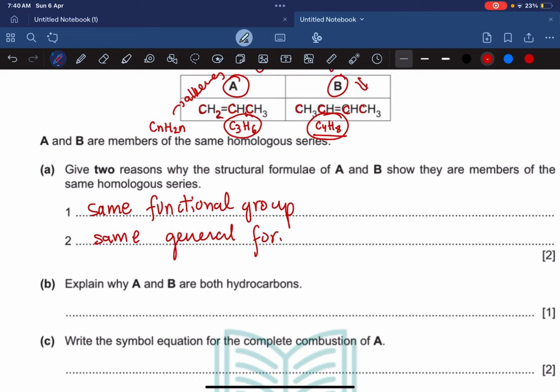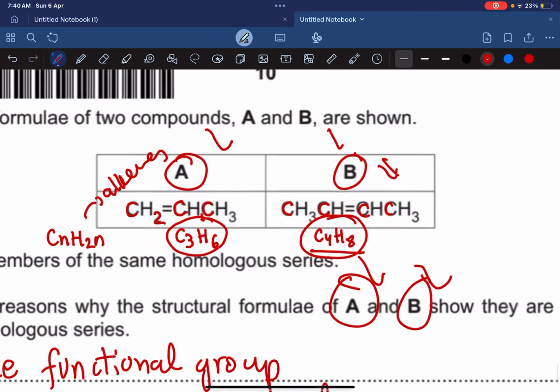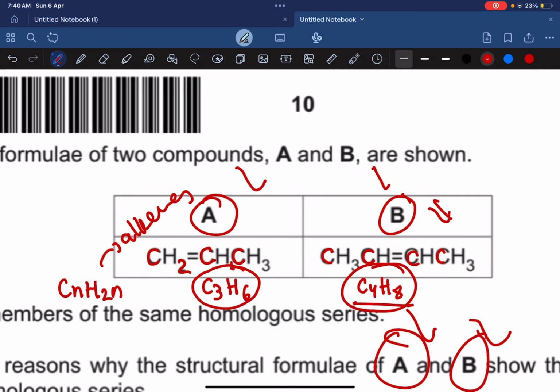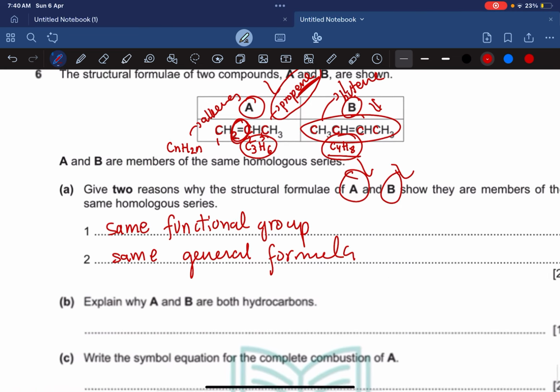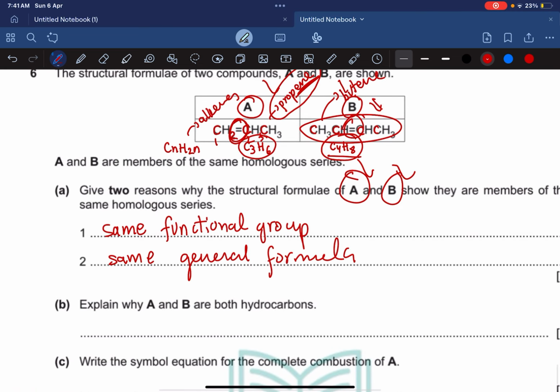These two things basically tell us that A and B belong to the same homologous series. If we just calculate the number of carbon atoms, 1 2 3, we know this is going to be propene. How do we know it's propene? Because it has 3 carbon atoms and it has an 'ene' because of this double bond. And it has 4 carbon atoms, so it's going to be a butene, okay? And it has this double bond as well.